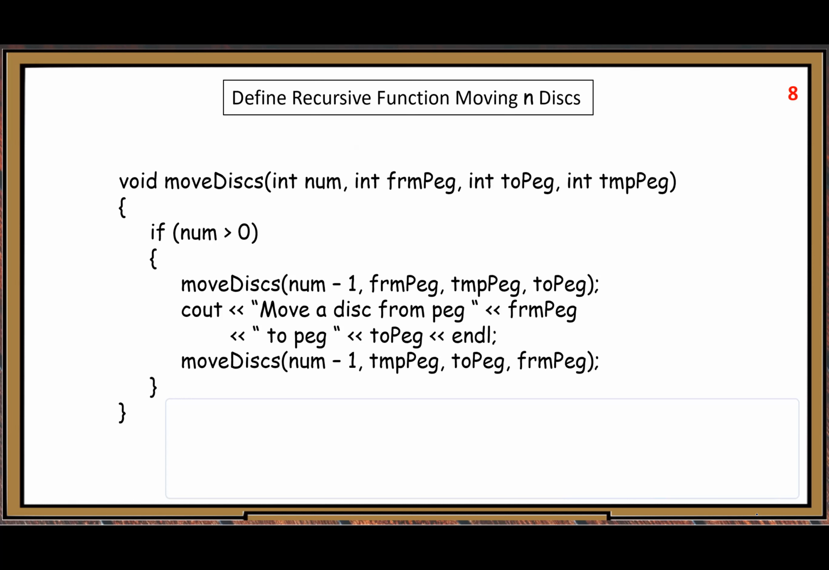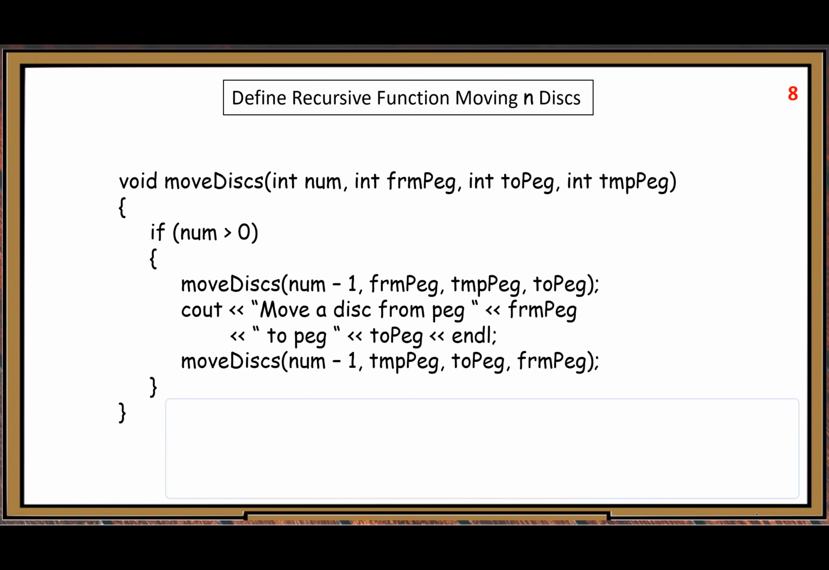Then output: you print a message representing you move the disk. That's the explicit work of disk moving. Then another recursive function call, still n minus 1 disks, but you need to change some peg numbers. Carefully choose the peg numbers to set the source, destination, and temporary peg correctly. That's the whole solution.